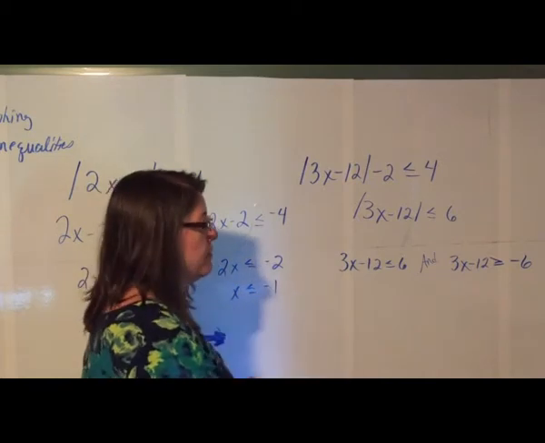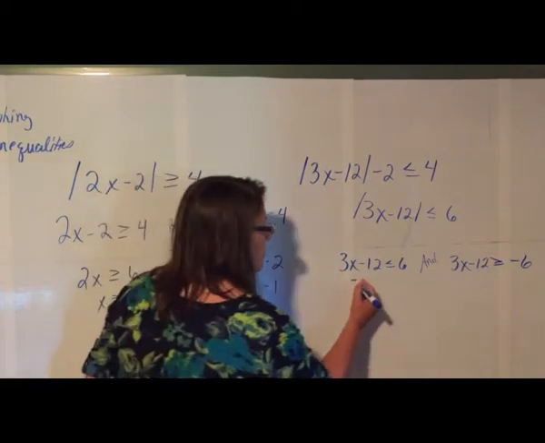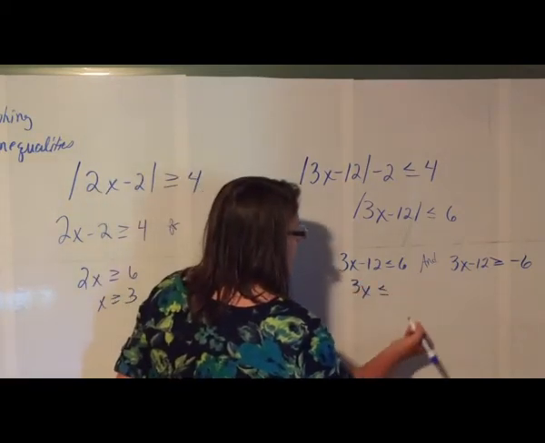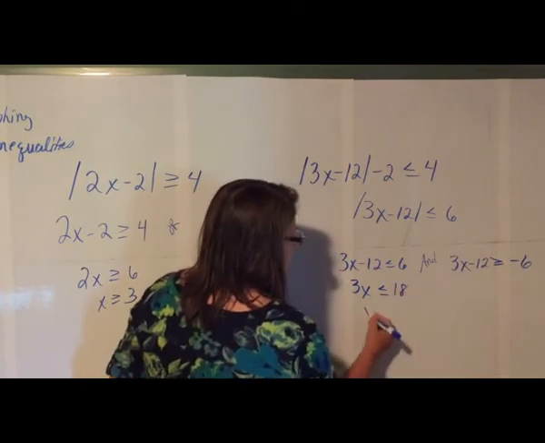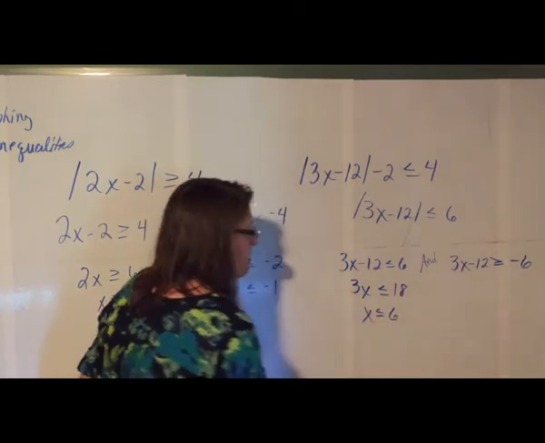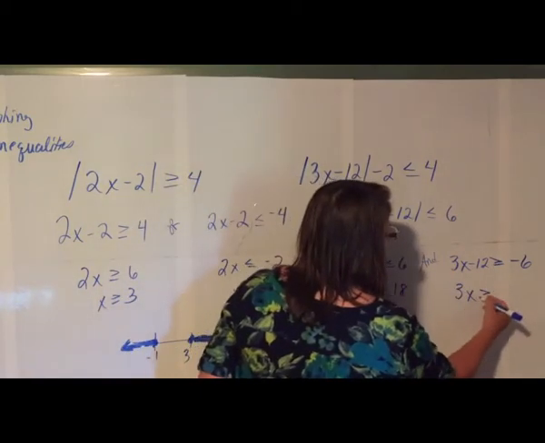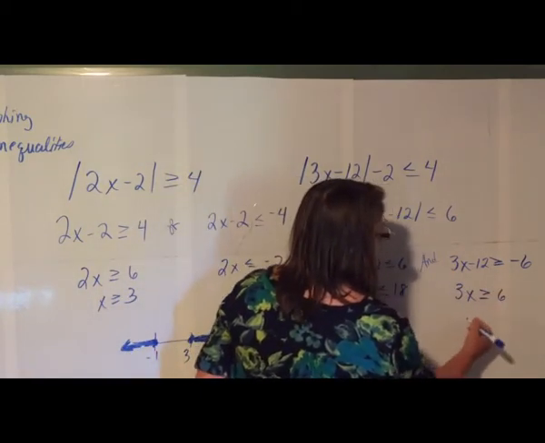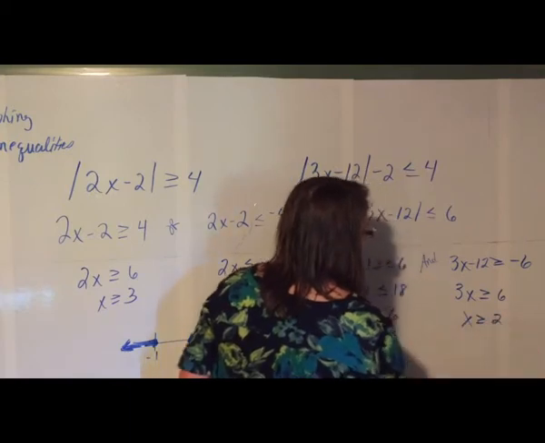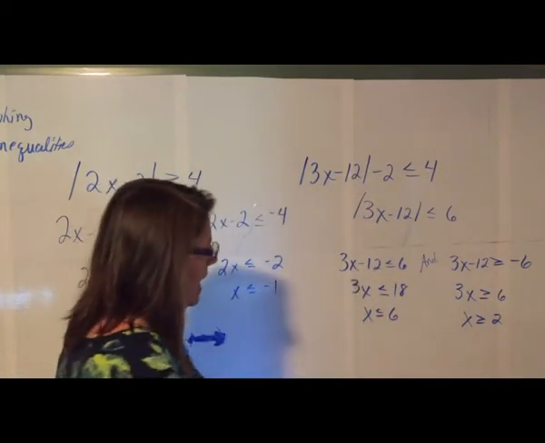I solve each of them separately, just like I did before. 3x is less than or equal to 18, and x is less than or equal to 6. And then here, 3x is greater than or equal to 6, and x is greater than or equal to 2. This one is an and.